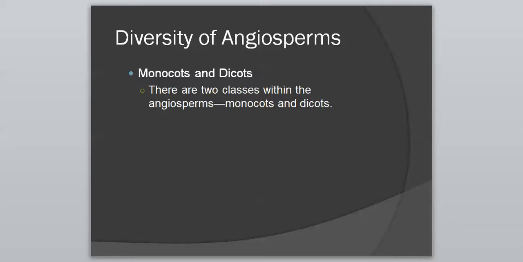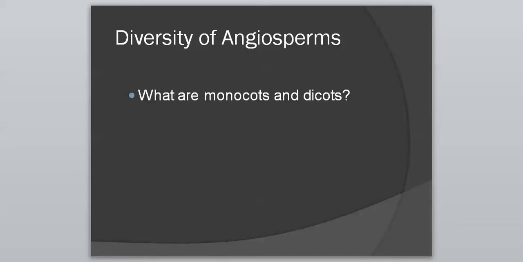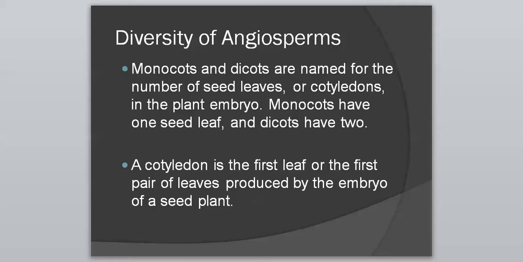So monocots and dicots, that's our first one. And we're going to look at what it means to be a monocot or a dicot. Monocots and dicots are named for the number of seed leaves. So seed leaves are just leaves that form inside the seed, and for some reason someone gave them the fancy name of a cotyledon. Monocots have one seed leaf, mono meaning one, and dicots have two. And a cotyledon is just the first leaf or the first pair of leaves produced by the embryo of a seed plant.